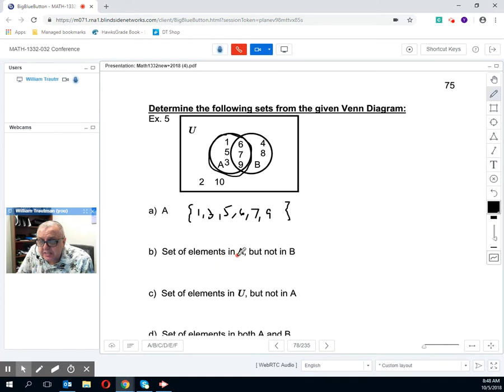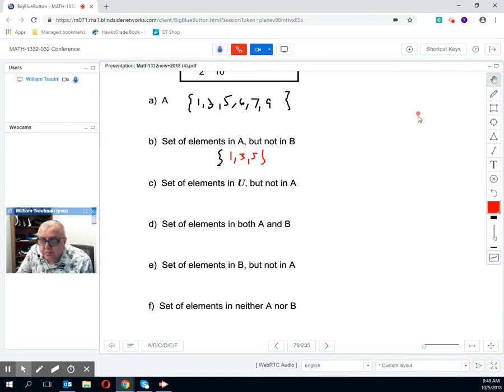The set of elements in A, but not in B. So which elements are in A, but not in B? Do you see how 6, 7, and 9 are in A, but they're also in B? B is the other circle there. So this is B. This is the B circle. And A is the red circle. So the set of elements in A but not in B: 1, 3, and 5 are in A, but they're not in B. Okay, that's not too bad.